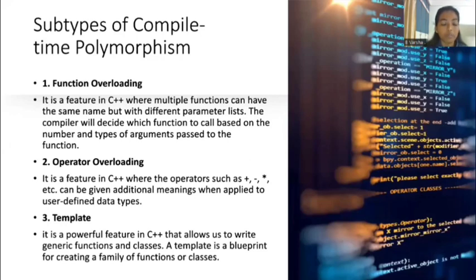First, function overloading. It is a feature where multiple functions can have the same name but with different parameter lists. The compiler will decide which function to be called based on the number and types of arguments passed to the function. Operator overloading. It is a feature where operators such as plus, minus, etc. can be given additional meanings while applied to user-defined data types. Template is a powerful feature that allows us to write generic functions and classes. A template is a blueprint for creating a family of functions or classes.